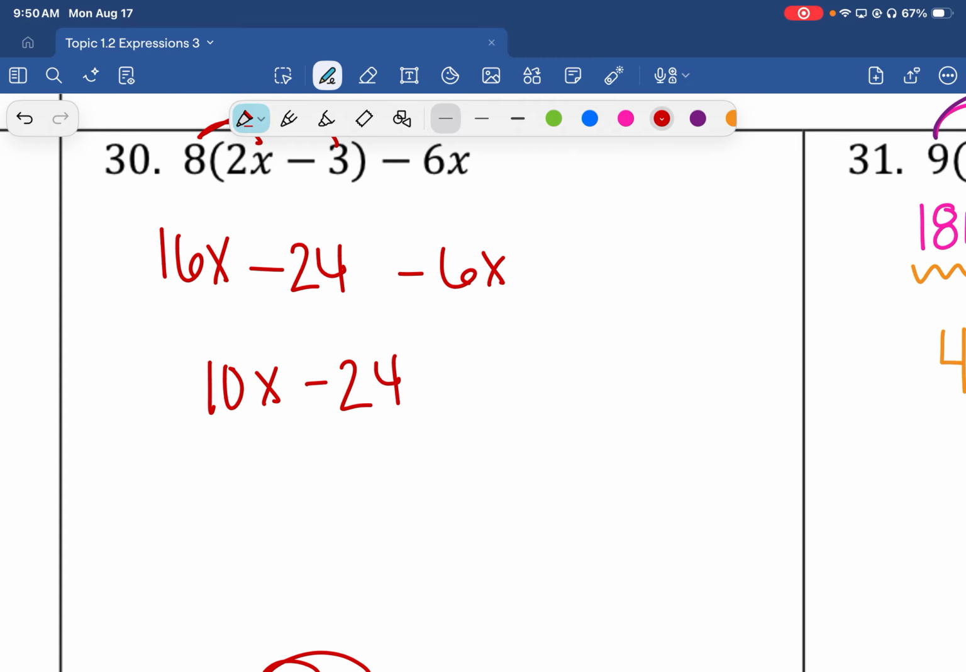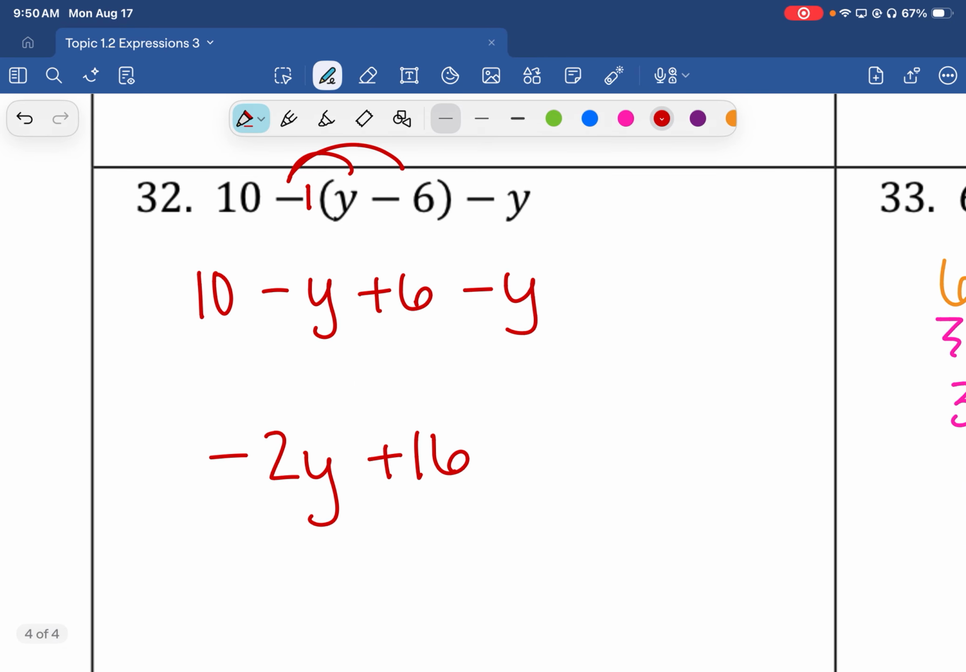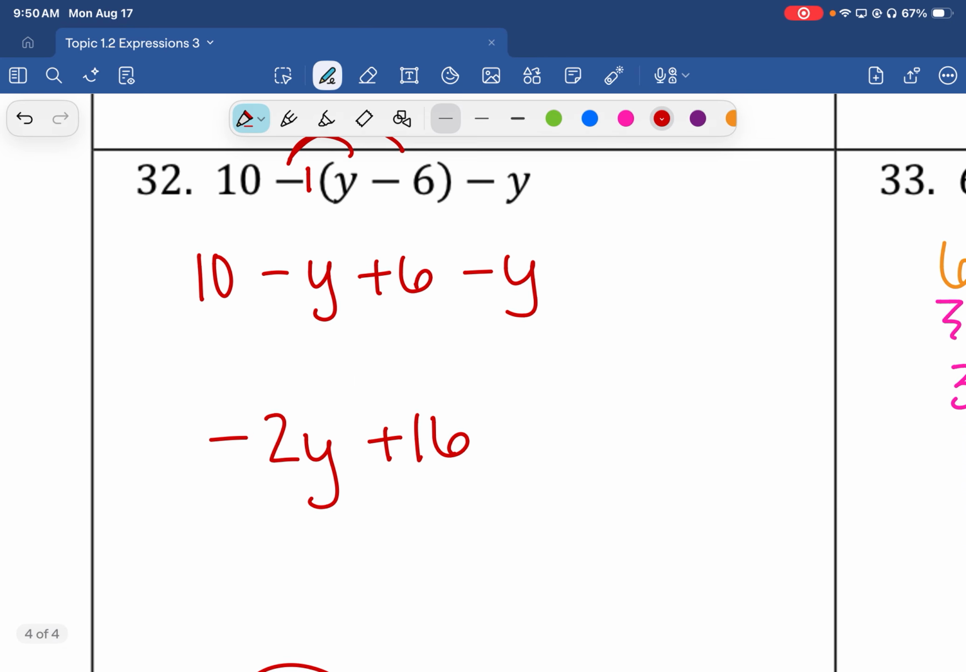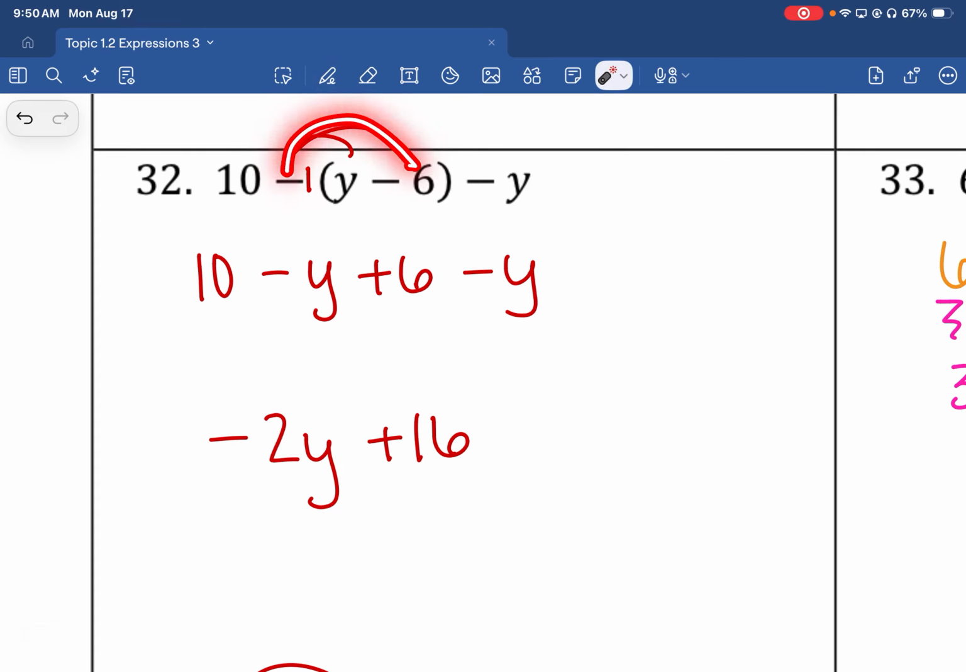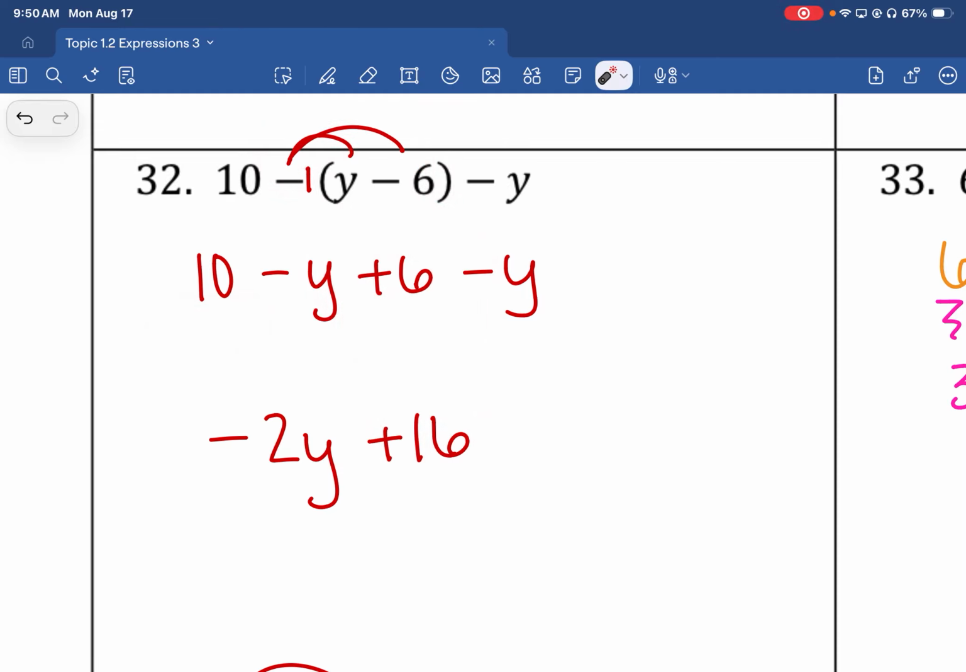All right. For question 30, what did y'all get for the answer? 10x minus 24. Yep. For question 32, what did we get? Negative 2y plus 4. Oh, no shade. Plus 16. Because remember, a negative and a negative will make that positive. Then you have 10 plus 6, which is 16. I understand my mistake now.